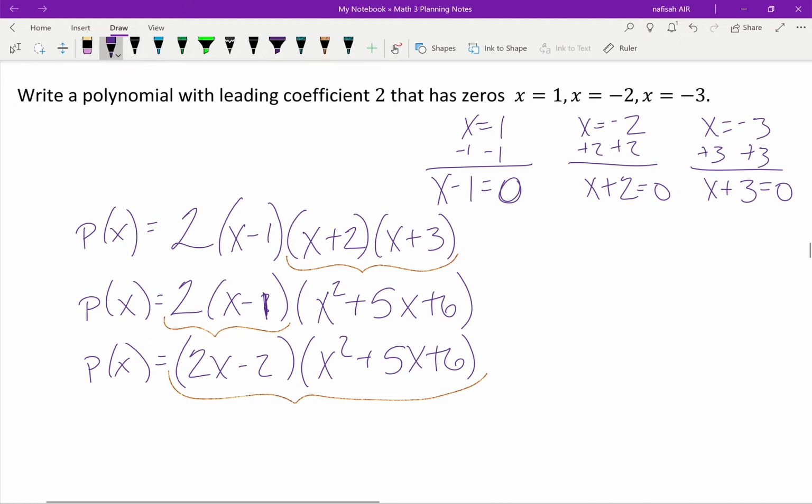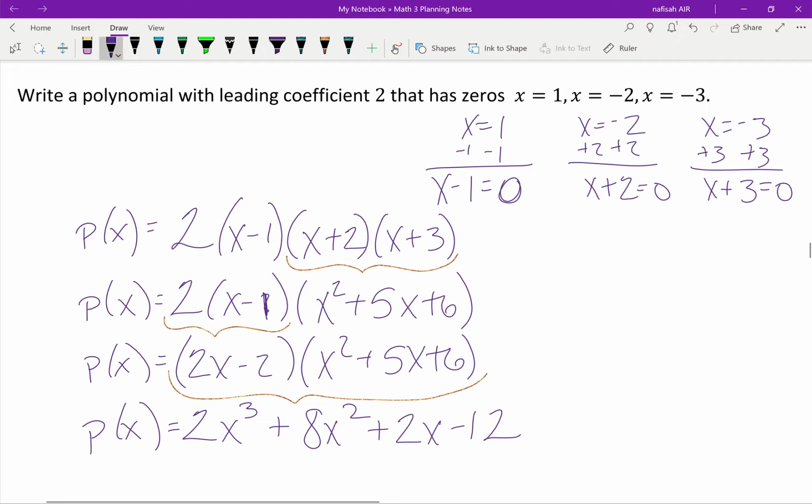And when you do that, you will get that the polynomial that has a leading coefficient of 2 and zeros of x equals 1, x equals -2, and x equals -3 to be that. So that would be my answer. And again, it doesn't matter the order in which you multiply your polynomials as long as you get rid of all of the parentheses eventually.